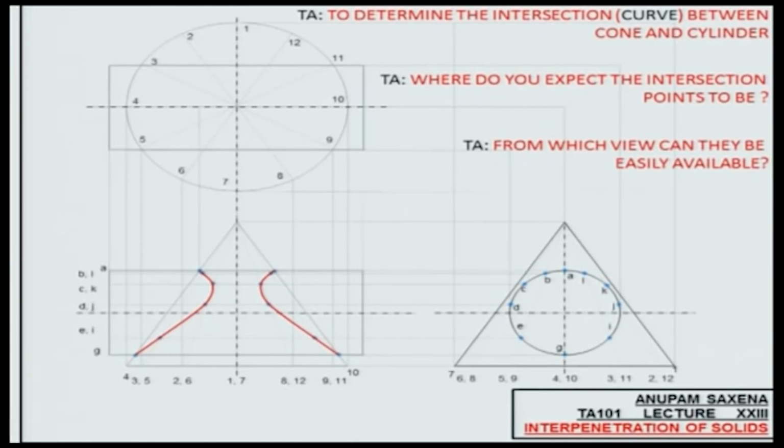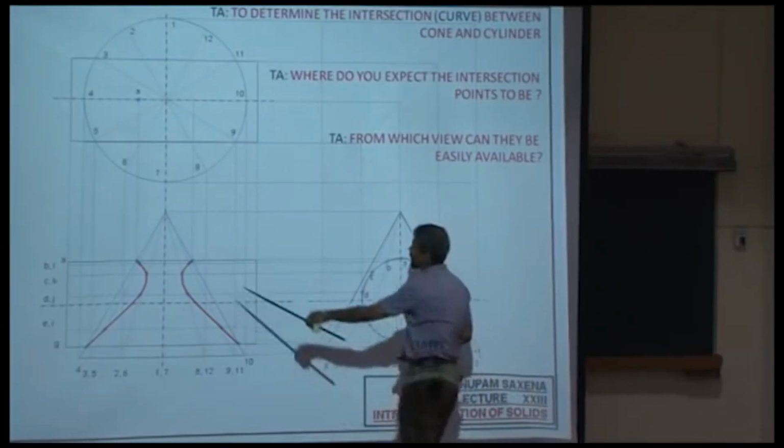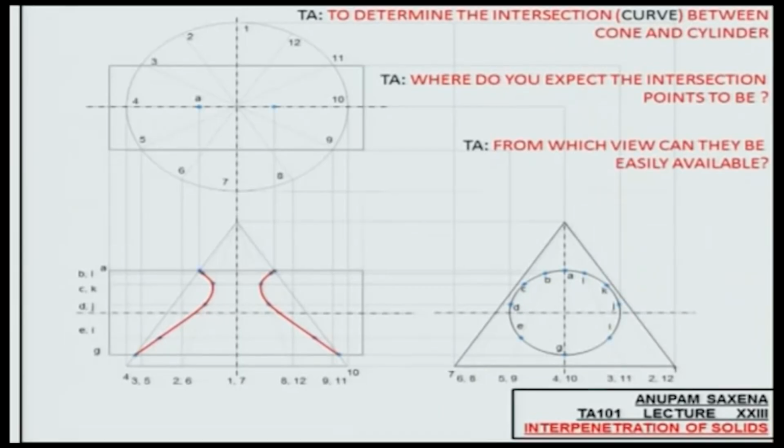All right. Once you have drawn these curves, transfer these points onto the top view. Once again, be very, very careful. These points have to lie on specific slant lines or generator lines on the cone. For example, this one, where would this lie? 4. Great. This one would lie again on 10. And these are points A.